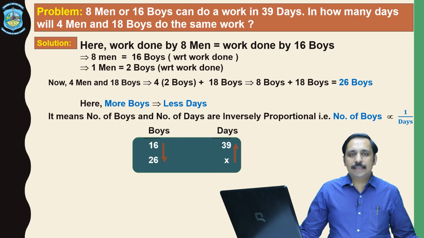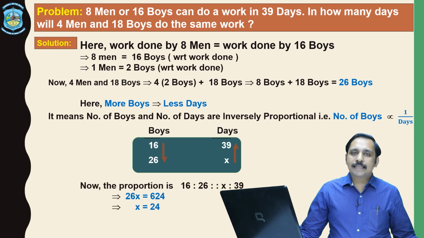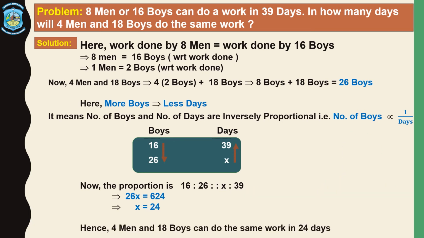Now, from the first, we can say that 16 boys can do a work in 39 days. So 26 boys can do the work in x number of days. Here, putting the arrows, we employ more boys, so we require less days. The proportion is 16 is to 26 proportional to x is to 39. On solving this, the value of x is equal to 24. Hence, 4 men and 18 boys can do the same work in 24 days.